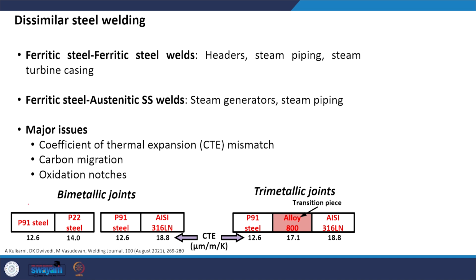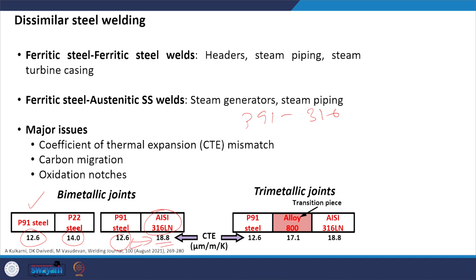Say P91 is a steel having a thermal expansion coefficient of 12.6 units, and P22 has a thermal expansion coefficient of 12 units. This is another ferritic martensitic steel; these are basically chromium molybdenum steels. On the other hand, we have P91 at 12.6 and 316 at 18. So when P91 is welded with 316, the difference is about 6 units: 12.6 on one side and 18.8 on the other side.